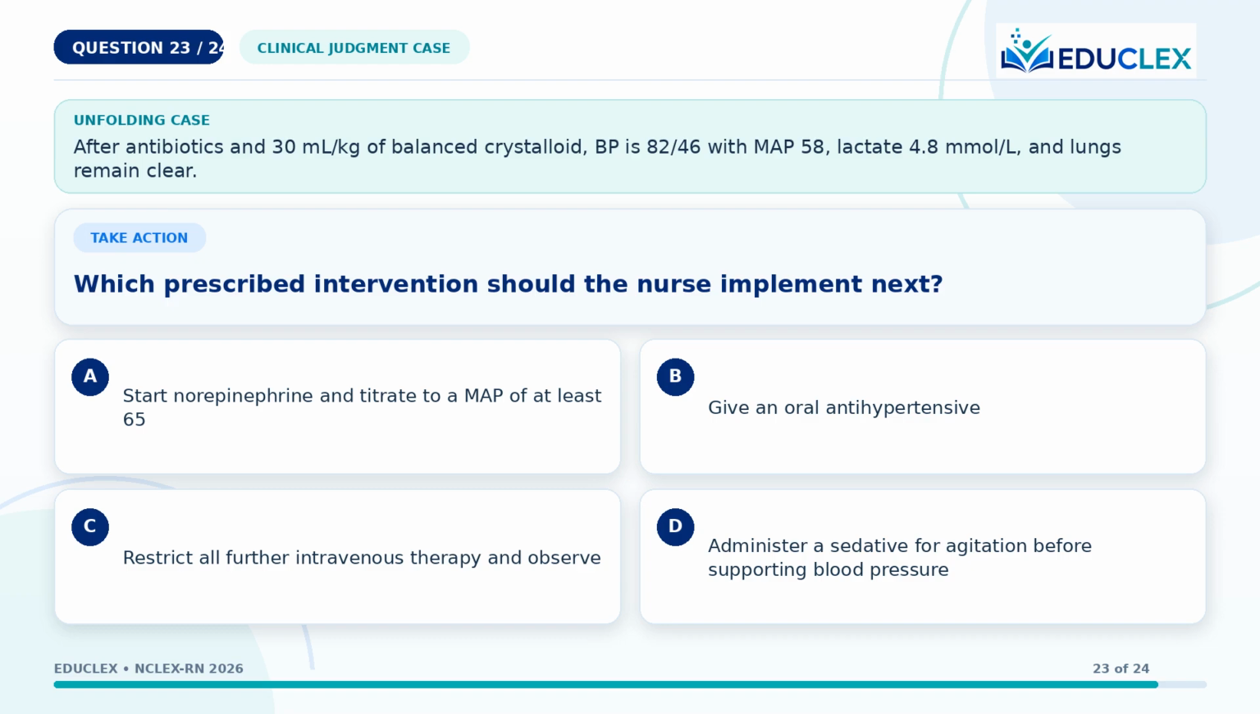Question 23. After antibiotics and 30 ml per kilogram of balanced crystalloid, BP is 82/46 with mean arterial pressure 58, lactate 4.8 millimoles per liter, and lungs remain clear. Which prescribed intervention should the nurse implement next? Option A, start norepinephrine and titrate to a mean arterial pressure of at least 65. Option B, give an oral antihypertensive. Option C, restrict all further intravenous therapy and observe. Option D, administer a sedative for agitation before supporting blood pressure.